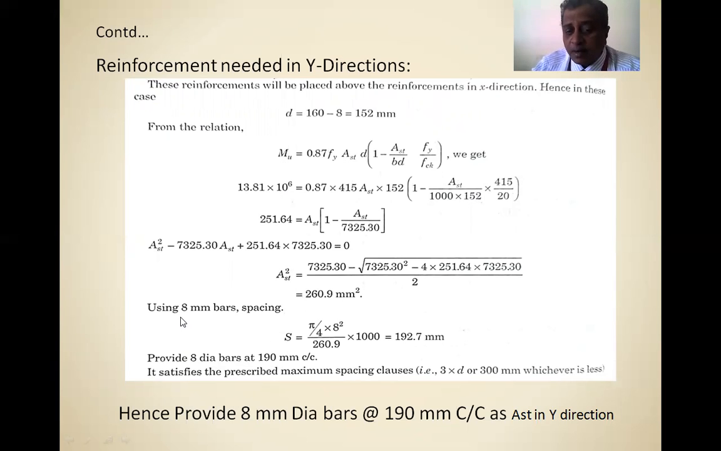We are going with 8 mm dia bars. Then the spacing required is 192 mm. So provide 8 mm dia bars at 190 mm center to center. Check with the minimum tension steel provision, 3 times effective depth or 300 mm. With respect to this criterion, we check and find this is safe. So provide 8 mm dia bars at 190 mm center to center along the longer span, in the Y direction.